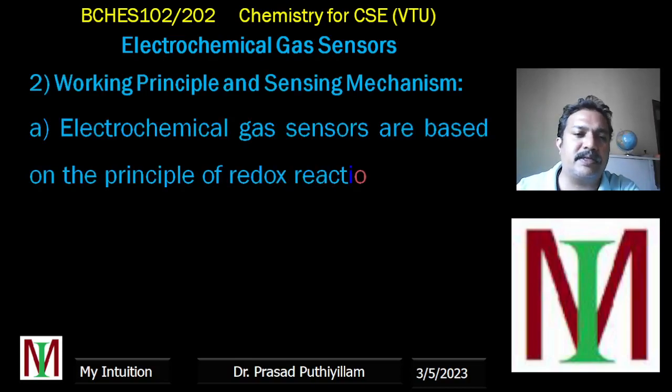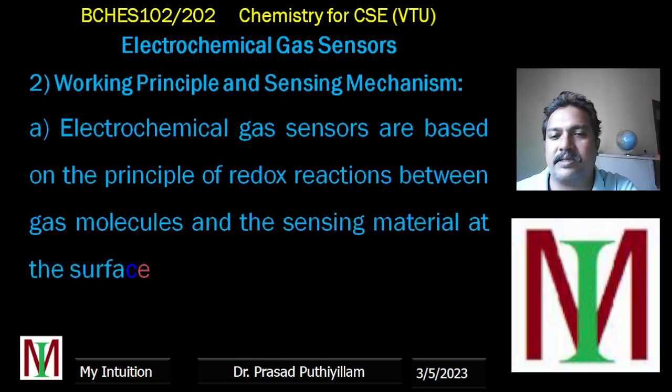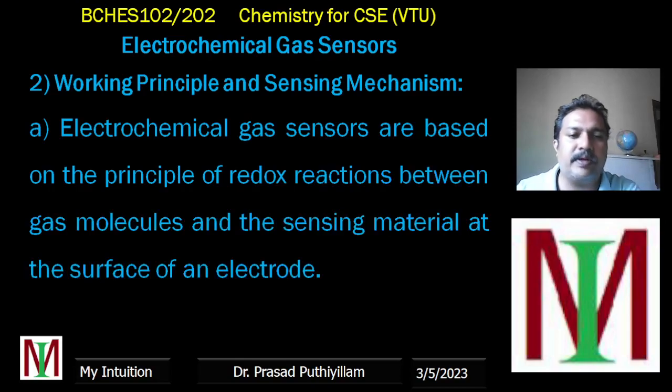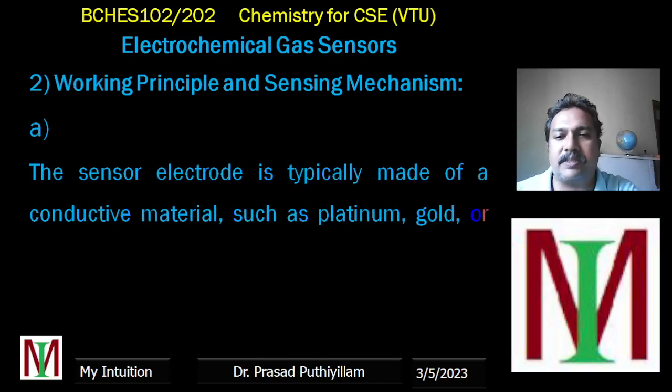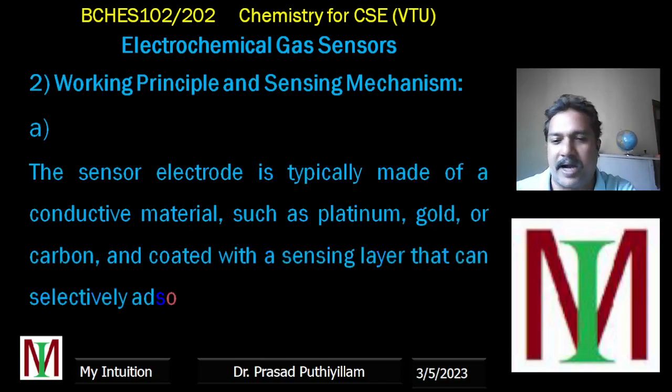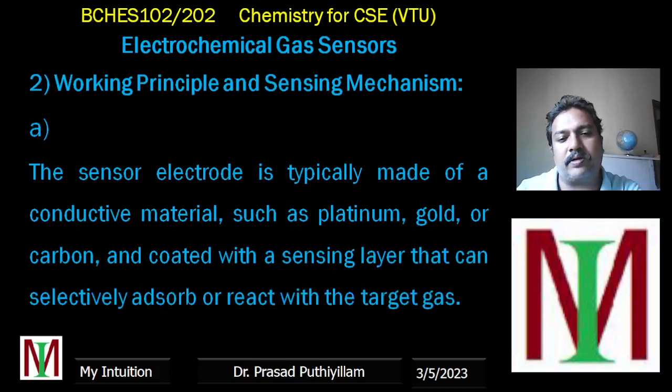Electrochemical gas sensors are based on the principle of redox reaction, so that is the chemistry behind it, between gas molecules and the sensing material at the surface of the electrode. The sensor electrode is typically made of conductive materials such as platinum, gold or carbon, and coated with a sensing layer that can selectively absorb or react with the target gas. Anyhow, we need a conductive material because it is an electric circuit. The electron movement should be there, therefore a conductive material is needed.